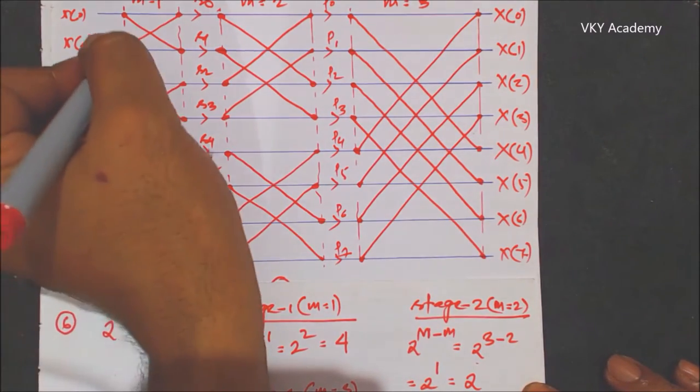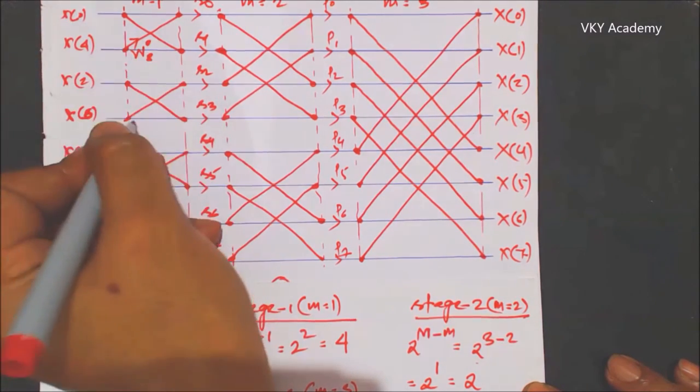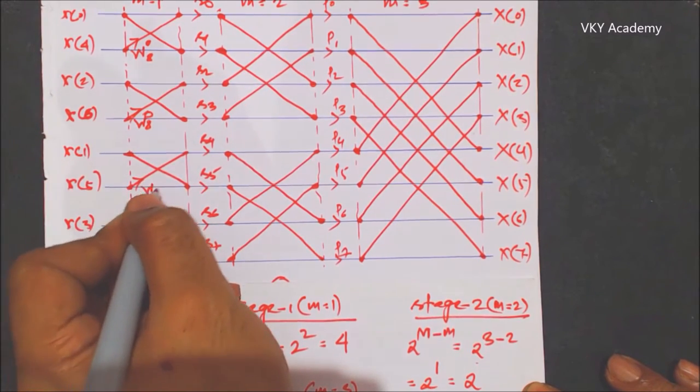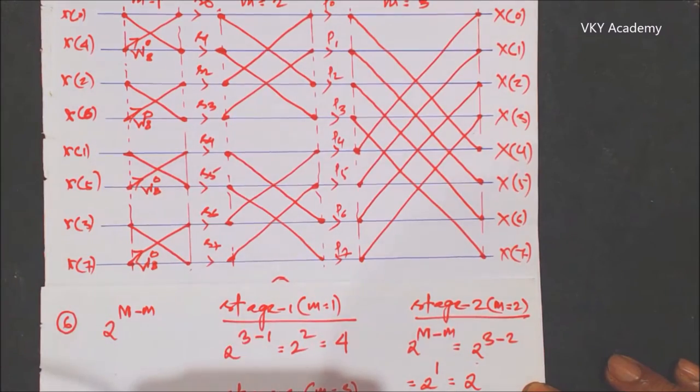So we can write my twiddle factor is W8 to the power 0, W8 to the power 0, W8 to the power 0, W8 to the power 0.